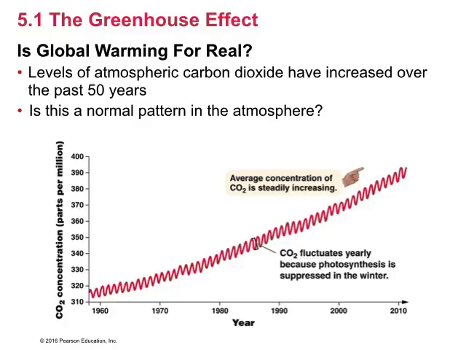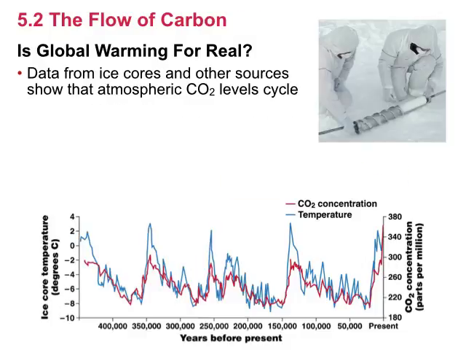So the question is, is this a normal pattern in the atmosphere? We can be looking at this, but maybe this has happened before, right? So we can actually look at ice cores from the Arctic and Antarctica, and an ice core is simply pulling out a tube of ice that is miles deep that contains ancient air.